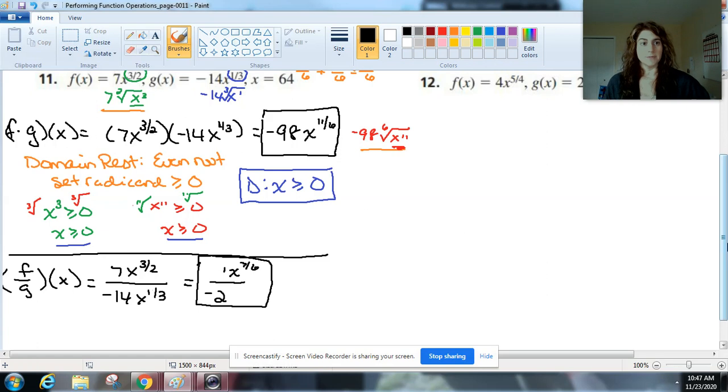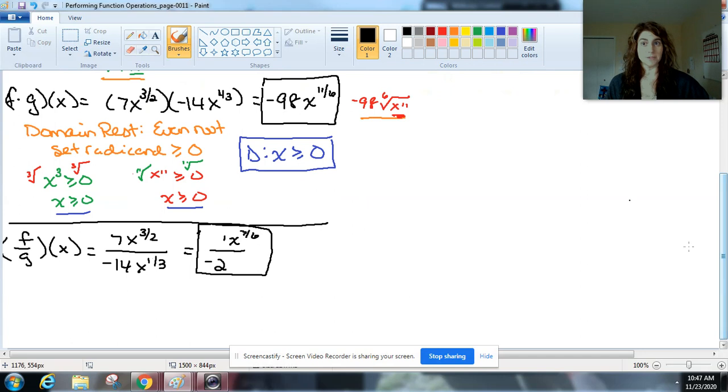So now when I go through my domain, I got two problems here. I have the domain restriction of division.